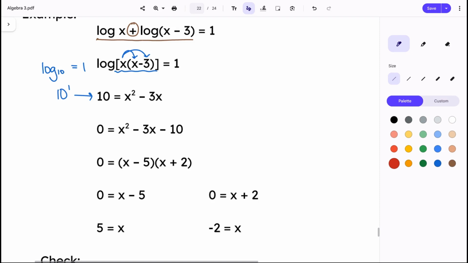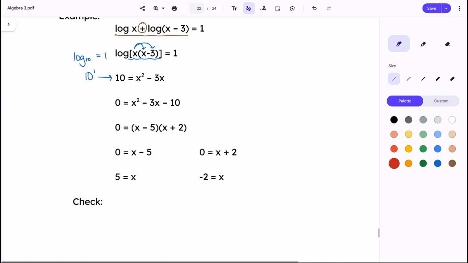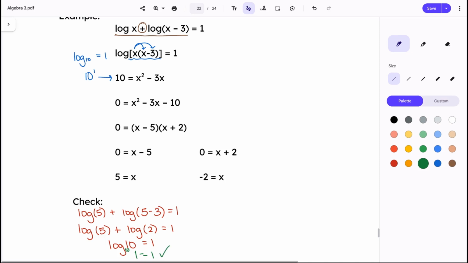So if I plug in a 5, I'm going to do that down here in my check. If I plug in a 5 for my x's, it would say log 5 plus log 5 minus 3 equals 1. This would say log 5 plus log 2 now equals 1. If I were to condense these together, it would become log 10 equals 1. And remember, this technically has that little 10 as the base, so it checks out. This would actually be 1 equals 1, so that makes sense. So 5 is a good answer.